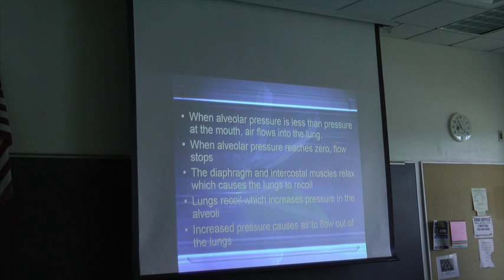When alveolar pressure is less than pressure at the mouth, air flows into the lungs. When alveolar pressure reaches zero, flow stops. The diaphragm and intercostal muscles relax, which causes the lungs to recoil. The lungs recoil, which increases pressure in the alveoli. The increased pressure causes air to flow out of the lungs. It all makes sense now, doesn't it?